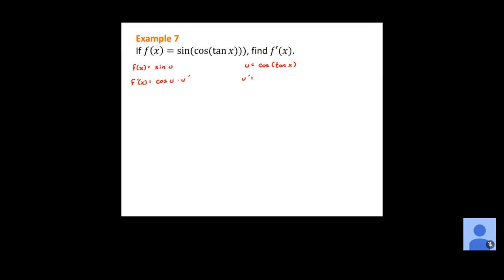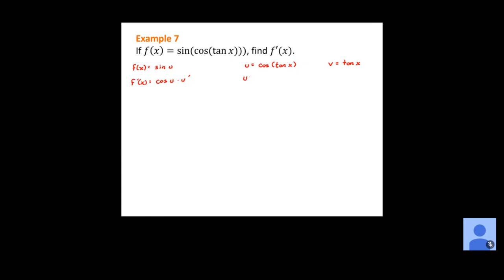It's another chain rule, right? Because now we still have cosine of the tangent of x, so we're going to have to use a chain rule just to find that derivative. What's our inside function going to be this time? Tangent, good. So again, I'm going to use a different variable. We'll go with v this time, and that'll be our tangent x.